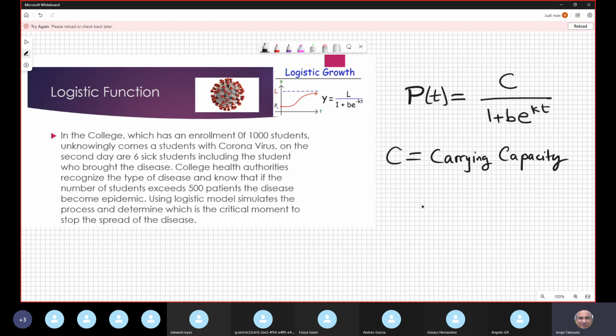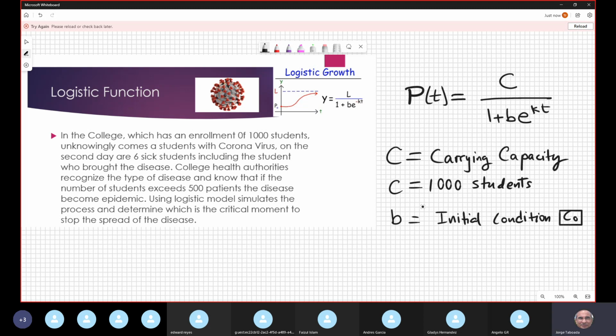Okay, and this is the students, because the problem talks about the college, no? And B, that parameter depends somehow on the initial condition. Not exactly equal to the initial condition, but you can find it using the initial condition. Initial condition, remember, is C null, C0.